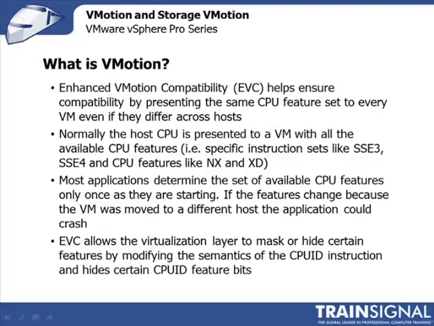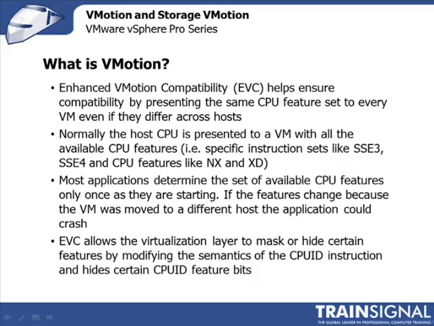Normally, the host CPU is presented to a VM with all the available CPU features, such as specific instruction sets like SSE3 and SSE4, and CPU features like no execute, NX, and execute disable, XD. Most operating systems and applications determine the set of available CPU features only once as they are starting. If the features change because the VM was moved to a different host while it is running, the application could crash when it tries to use a feature that is no longer present on the CPU of the new host.